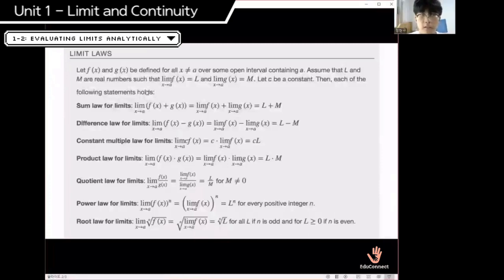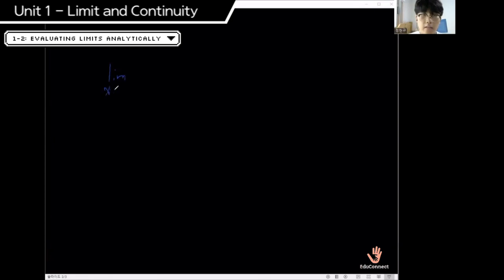Look at the limit laws in this image. Now, let's use these laws to evaluate the limit as x approaches 4 of 3x squared minus 2x plus 1.